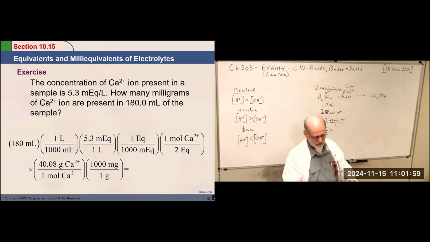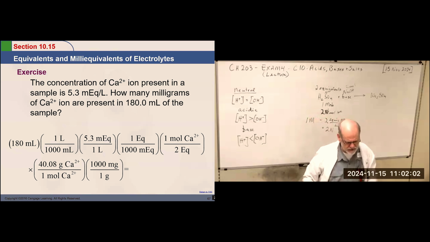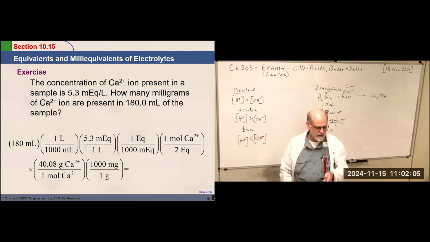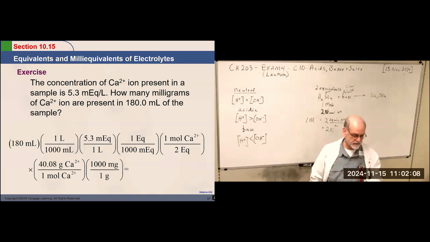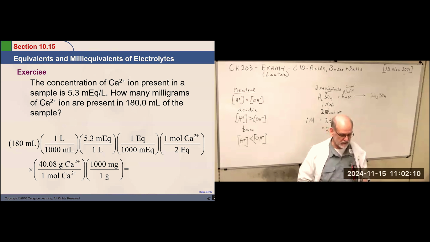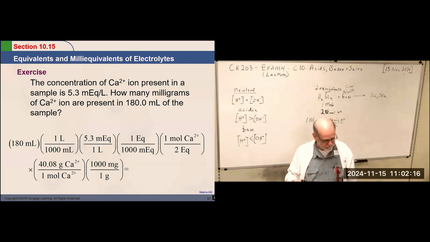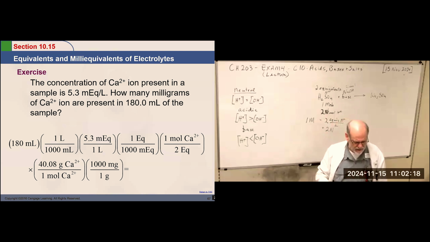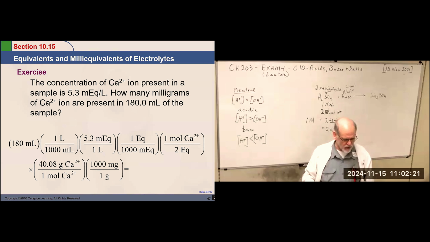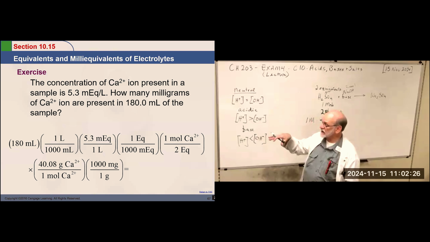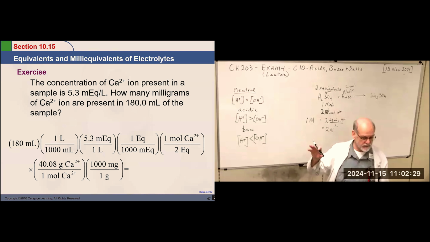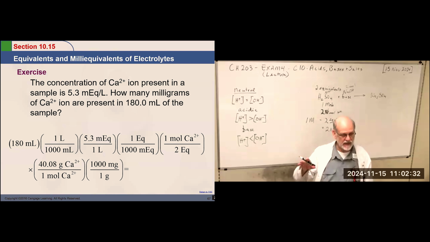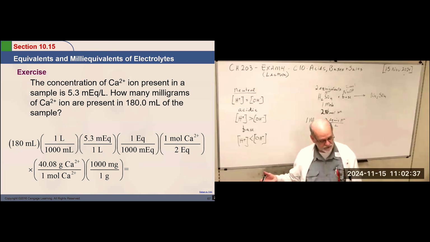All right. So let's see. Concentration of calcium ion present in the sample is 5.3 milliequivalents per liter. How many milligrams of calcium ion are present in 180 milliliters of the sample? All right, this is a dimensional analysis problem. So if you start off with 180 milliliters of sample, you want to know how many liters, because the conversion factor of 5.3 is milliequivalents per liter. So 180 milliliters is 0.18 liters times 5.3. That gives you the number of milliequivalents.